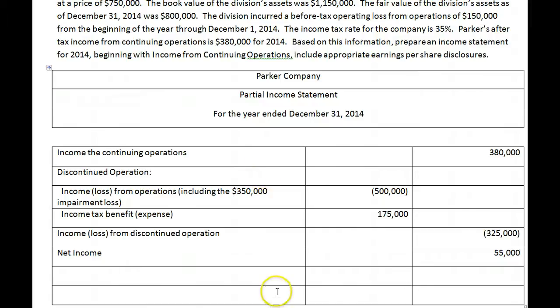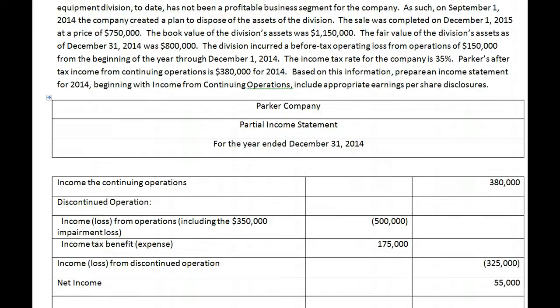So notice the difference there. We did not sell the division in 2015. So for 2014, it's held for sale. When a division that has been discontinued is held for sale, you have to check for an impairment loss. To check for an impairment loss, you compare the book value of the assets to the fair value of those assets. If the book value is greater than the fair value, you have an impairment loss, and you have to include that as part of the loss from operations here.